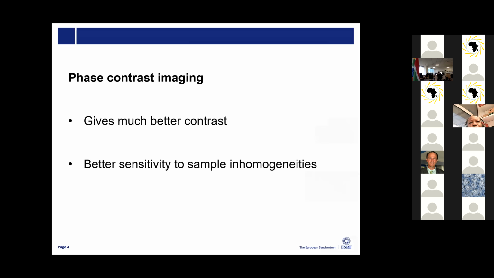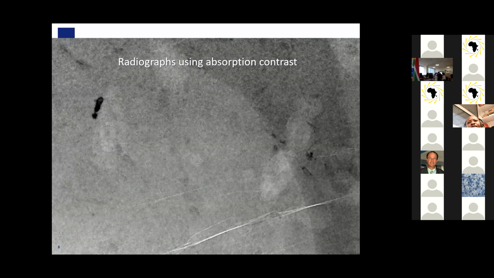For example, here is a radiograph showing absorption contrast of a sample of amber, which is opaque amber. So absorption contrast would have been very tricky, and one can see lighter colored regions and darker regions, but you can't really make out any features objectively.